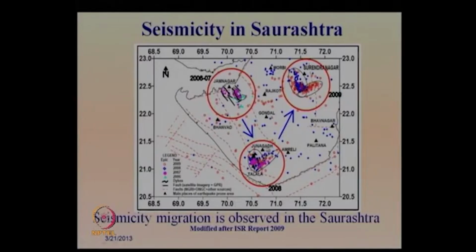Then it shifted to more clustering in the Junagadh area. Then it again migrated to the Surendranagar area over the years 2008 and 2009. So, there is a way that seismic events get migrated from one place to another place within a given region. That also needs to be considered when we are doing any seismic study for a particular region.